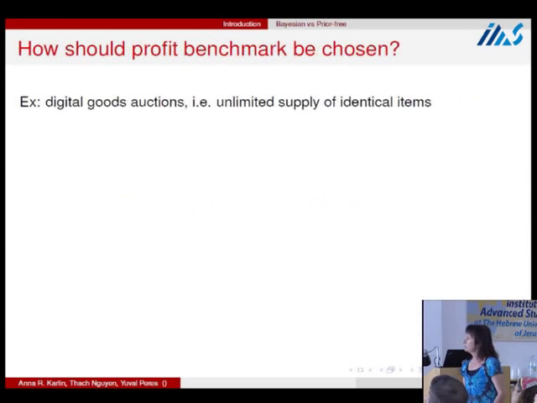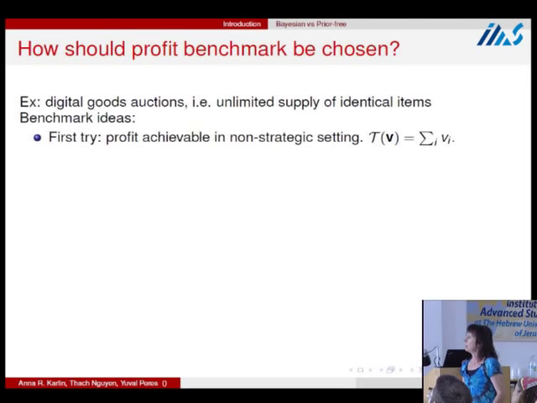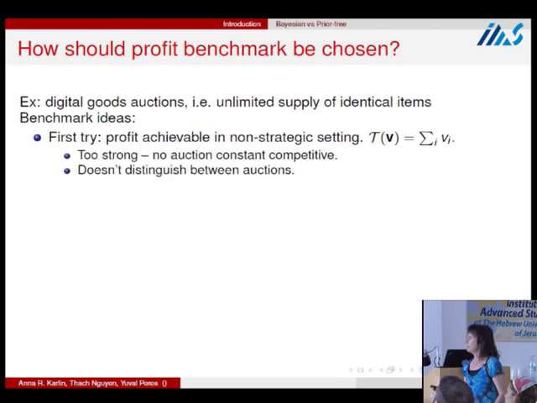So, for example, in the early work on digital goods auctions, the first thing you might think of is trying to extract the full surplus, the best you could possibly hope for if you didn't have to extract the players' values, and you quickly realize that this is too strong a benchmark. No auction can be constant competitive to this. You can be log-n competitive to this, but when you're log-n competitive, you don't necessarily distinguish between a good auction and a bad auction.